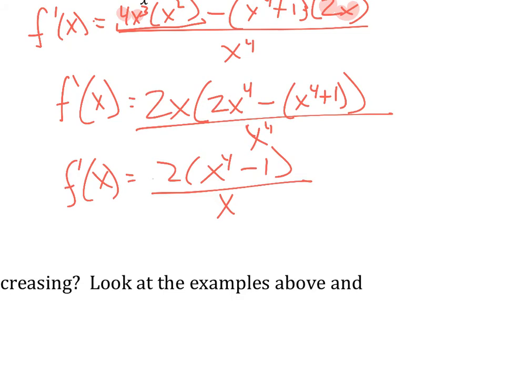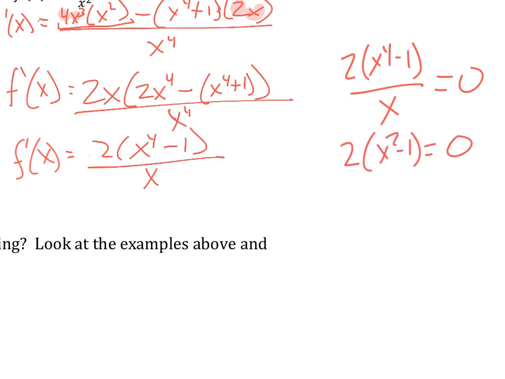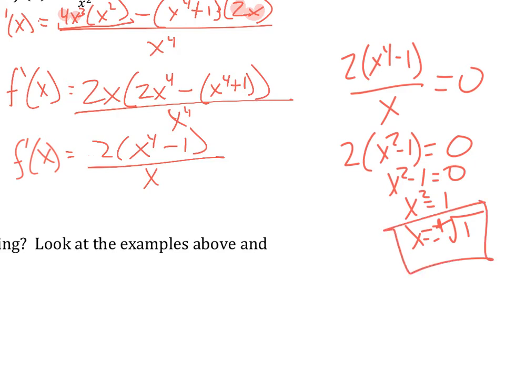All right, so we want to set that equal to 0. So let's do that. F prime of x, we set equal to 0. Well, that's going to be 0 when the top is 0. So 2 times x squared minus 1 equals 0. Divide by 2. Add 1. Square root. And you get plus or minus the square root of 1. Okay, so there's our critical values. Square root of 1, which is 1, of course. All right, so plus or minus 1 there.